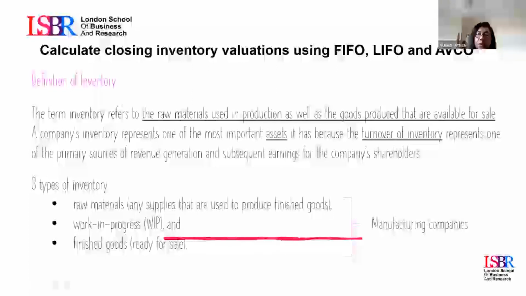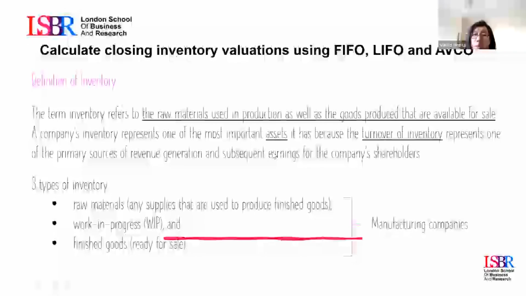So, the term inventory refers to raw materials. This is the thing that I was telling you. Raw materials used in production, as well as goods produced that are available for sale. So, for example, imagine a company that is a manufacturing company. This company has raw material. Maybe it's a company that is manufacturing bicycles. So the raw material could be steel, or plastic, or, I don't know, many things. Raw materials are the basic materials. Then the company needs to put this material in production in order to have a complete product, a product that will be sold.